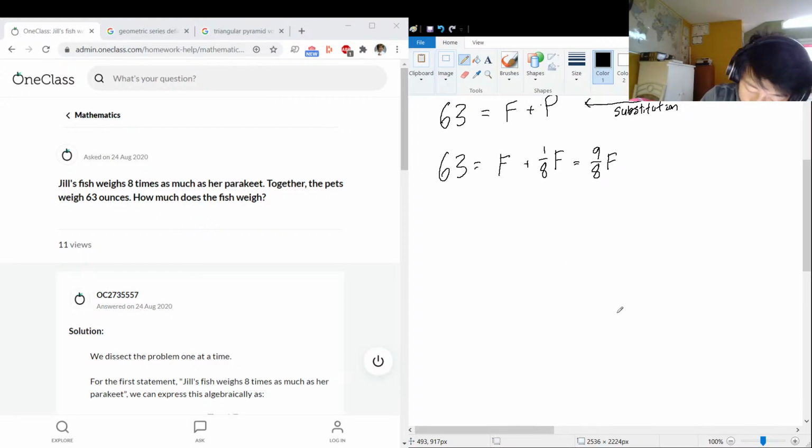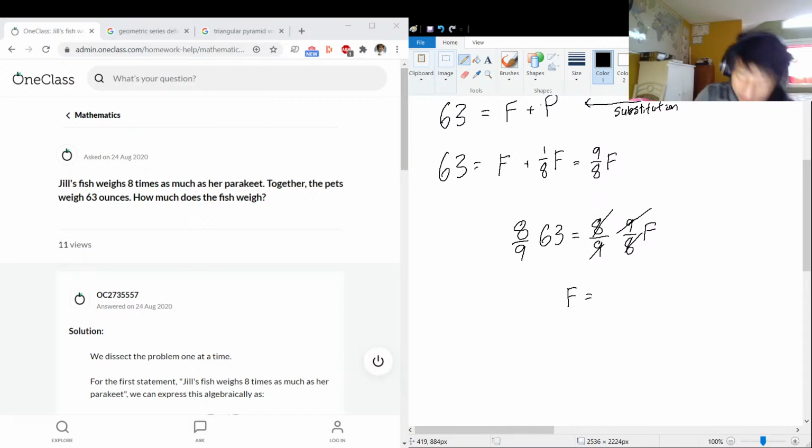So we can multiply both sides by 8/9. 8/9 times 63 is equal to 8/9 times 9/8 of the fish. Those neutralize and those neutralize. So we know that the weight of the fish is 8 times 63 divided by 9. So we got 56 ounces of fish. The fish is 56 ounces.